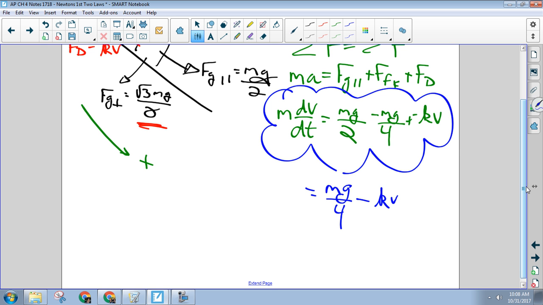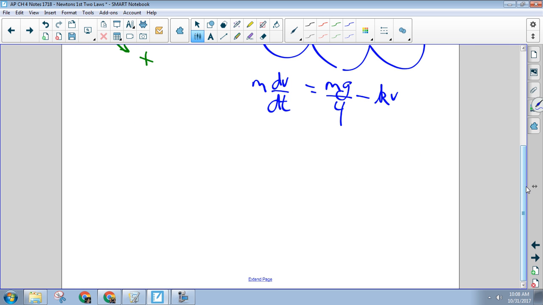Minus kv equals m dv dt. Everybody good up to there? All right, so I guess I would divide by m at this point. So that you get dv dt equals, the m's are going to cancel, so you get g over 4 minus kv over m, right?